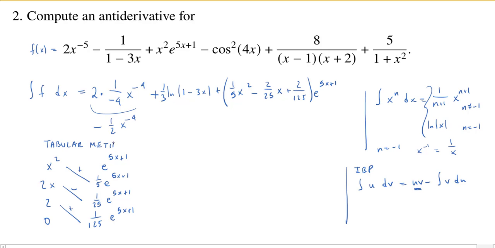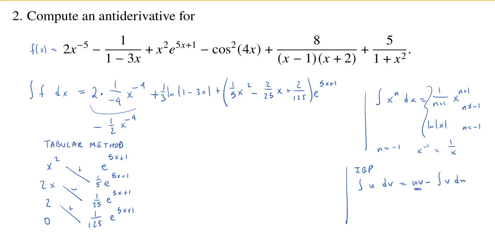Okay, and as you'll see in the other videos, I do have a whole series on using the tabular method for doing integration by parts. This is, of course, the most basic version. It's sort of the simplest version, but we can use it on any integration by parts problem.